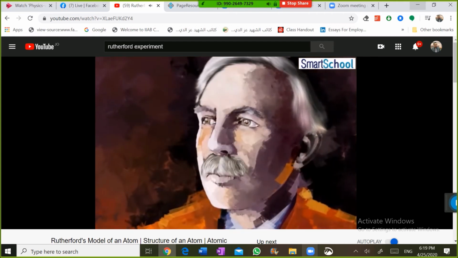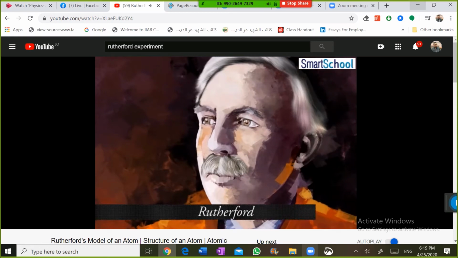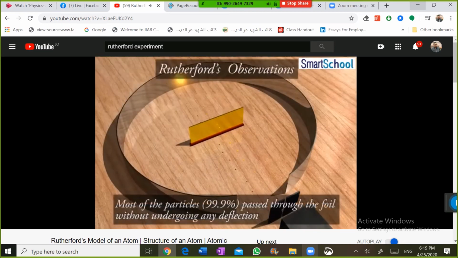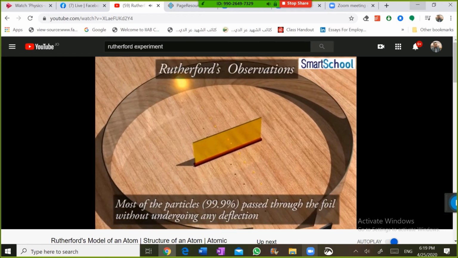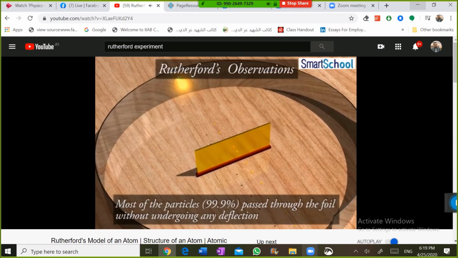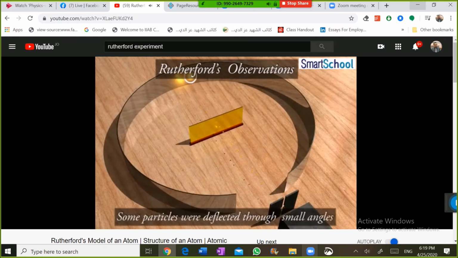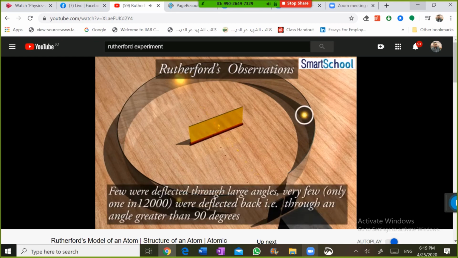From these experiments, Rutherford made the following observations. These guys are very important. You will be asked about them. Pay attention, please. Most of the particles, that is 99.9%, passed through the foil without undergoing any deflection. Some particles were deflected through small angles. Some small deflection. And a few were deflected through large angles. Very few, only 1 in 12,000, were deflected back, that is, through an angle greater than 90 degrees.